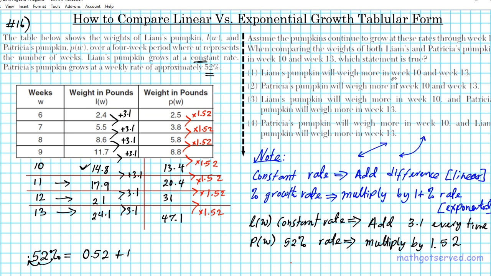Liam's pumpkin will weigh more in week 10 and 13. The answer is that's wrong, because Patricia weighs more in week 13 and Liam weighs more in week 10. Alright, so Patricia will weigh more in both weeks. No. Option 3, Liam's pumpkin will weigh more in week 10 and Patricia's pumpkin will weigh more in week 13. Absolutely, that's what's happening here. The answer to question number 16 is option 3, illustrating the comparison between the growth of linear and exponential functions.